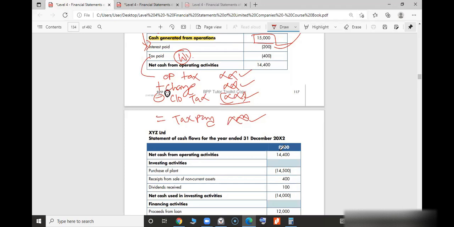Opening tax plus, where do you get the opening tax from? SOFP. Opening SOFP, okay? Where do you get the charge for the year? Income statement, current year, IS of current year. Where do you get the closing tax? SOFP of current year.